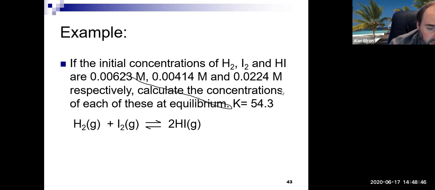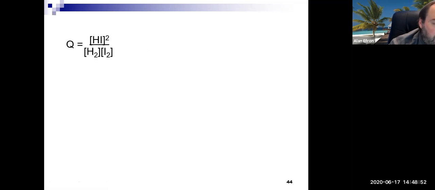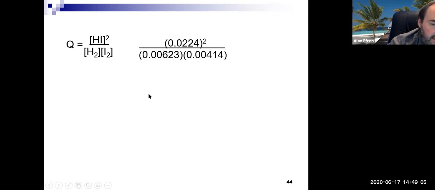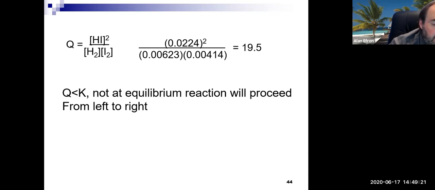So really the first thing you should do in this type of problem, because you are given everything, is calculate Q. And a reminder that Q is calculated the exact same way as K. We're just going to put in the concentrations of what they gave us. So this is our products over reactants. Putting in our concentrations here, we see that Q in this case is 19.5. And if you remember, the K value here is 54.3. So it tells us it's not at equilibrium, which we could probably guess because it wouldn't be much of a question at this point. But more importantly, it tells us it does need to proceed to the product side to reach equilibrium.